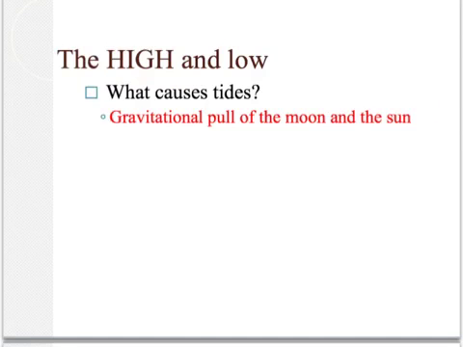The high and the low, bottom box in the middle. What causes tides? That's the gravitational pull of the moon and the sun. When these two are pulling in the same direction, of course, the tides are higher.